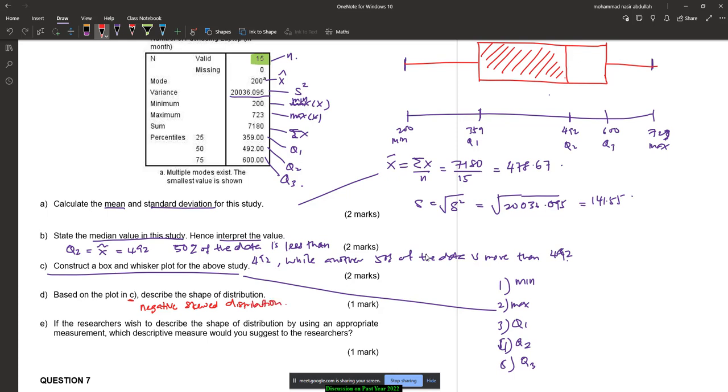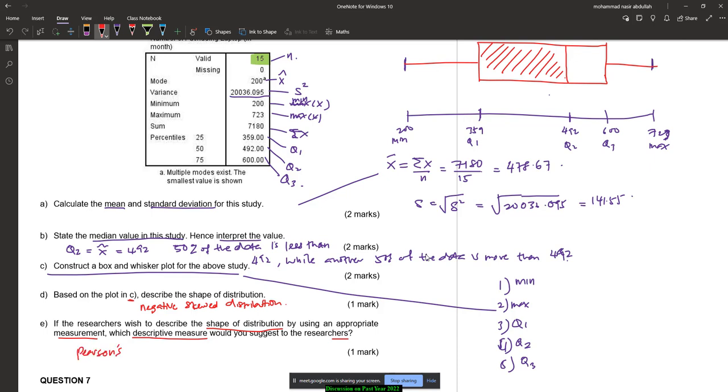If the researcher wishes to describe the shape of the distribution by using an appropriate measurement, which descriptive measure would you suggest? The descriptive measure is Pearson skewness, right? Yeah, skewness. Pearson skewness, or Pearson coefficient of skewness.